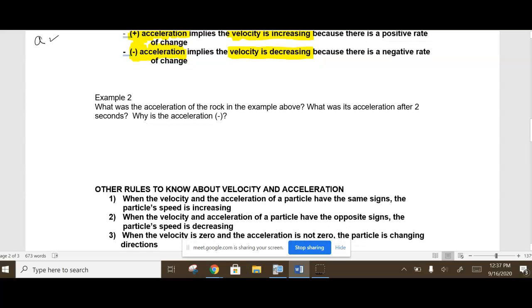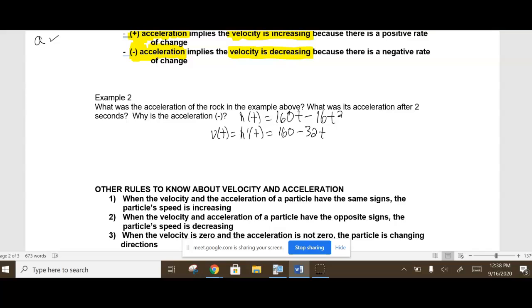All right, so number 2. What was the acceleration of the rock in the example above? And by that I mean on the previous page. So let's write the original equation from the previous page. It was h of t equaled 160t minus 16t squared. So we'll tie a few things together here. If I take the first derivative of this, which is easy in and of itself, we could use this notation. We also could have said that this is v of t. The first derivative is your velocity. So either one of those notations would be fine.